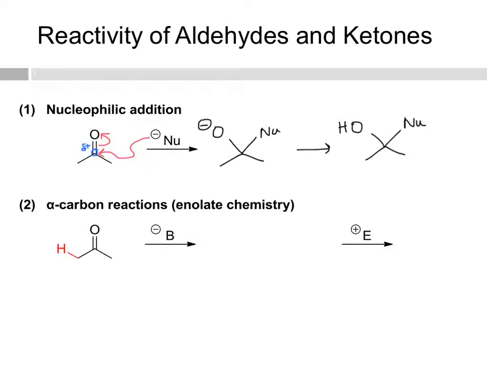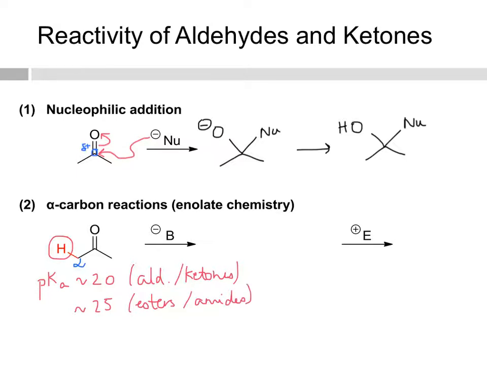The second type of reactivity is based on the acidity of the proton at the alpha position. This is the alpha position, and the alpha position proton is acidic with a pKa of about 20 for aldehydes and ketones, and about 25 for esters and amides, and other carboxylic acid derivatives. Upon treatment with a strong enough base, this proton can be deprotonated to form an enolate.